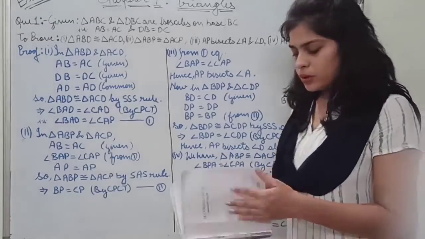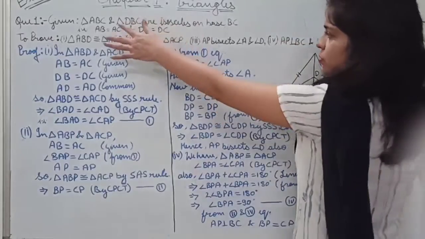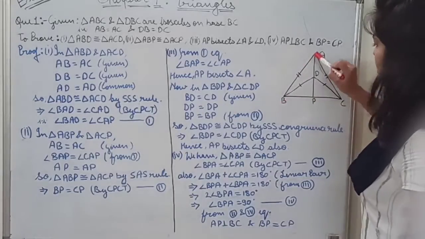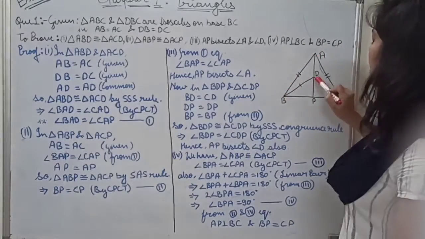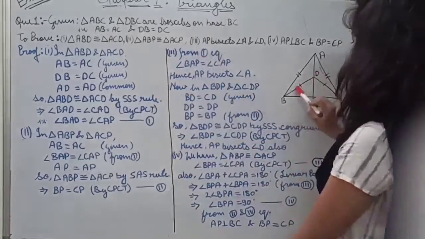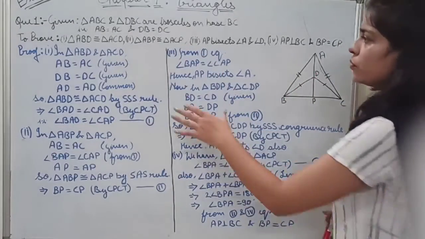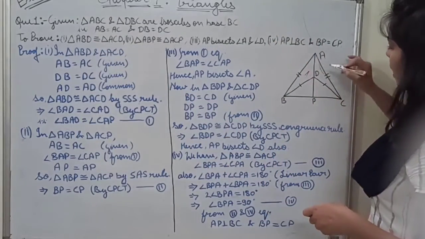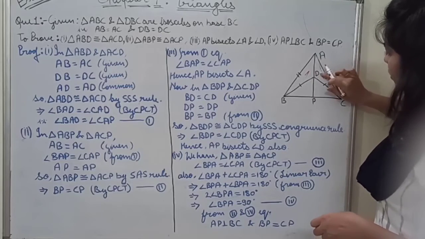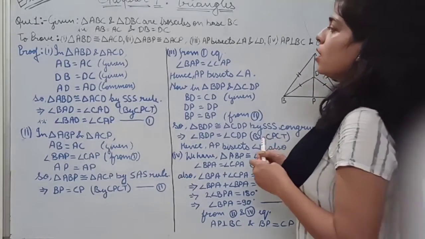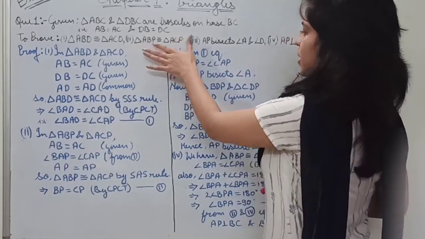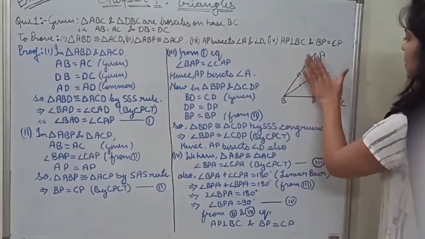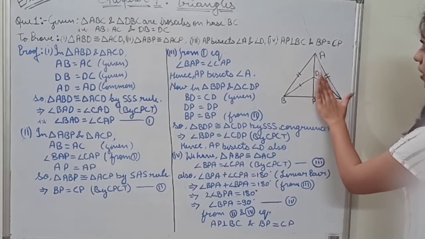Okay, so we will write what is given. Given is triangle ABC and triangle DBC are isosceles with base BC, means AB is equals to AC in triangle ABC and DB is equals to DC in triangle DBC. Okay, what we have to prove? ABD congruent to ACD. ABD is this triangle, and ACD is this triangle. Okay, next is triangle ABP. Triangle ABP means this whole triangle is congruent to triangle ACP, that is ACP. ACP is this triangle.